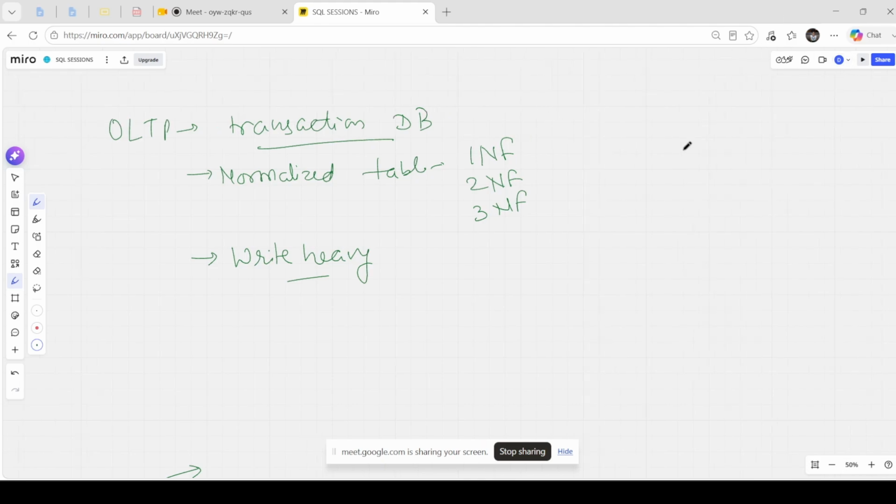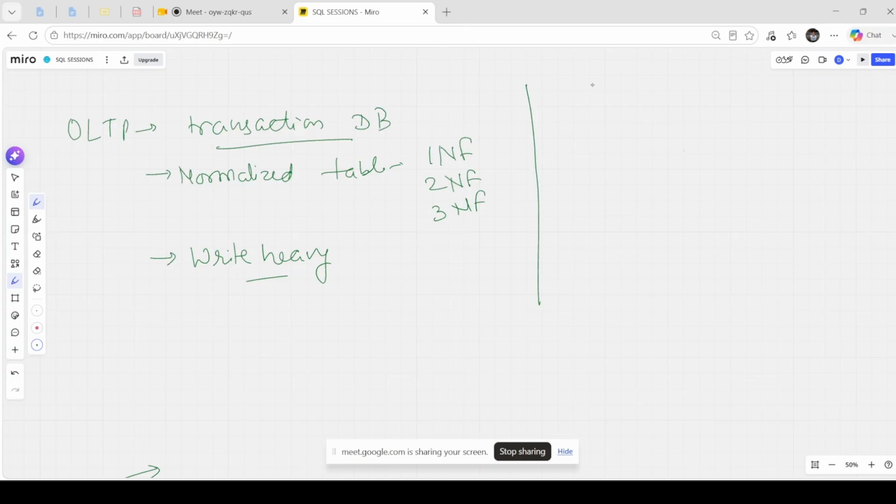Whereas the one that we are going to understand today is OLAP, which is for analytics. Analytics means it's going to be read heavy. So now let's take an example. You have to find a business use case. You have to analyze the data based on tables which are not joined together, or find some metrics which are not in the same table. Then how are you going to do that?